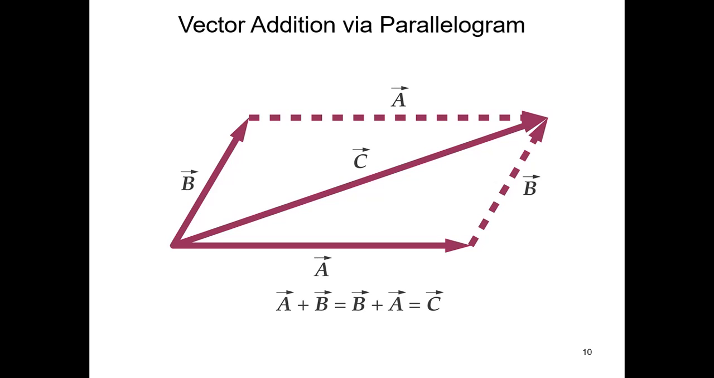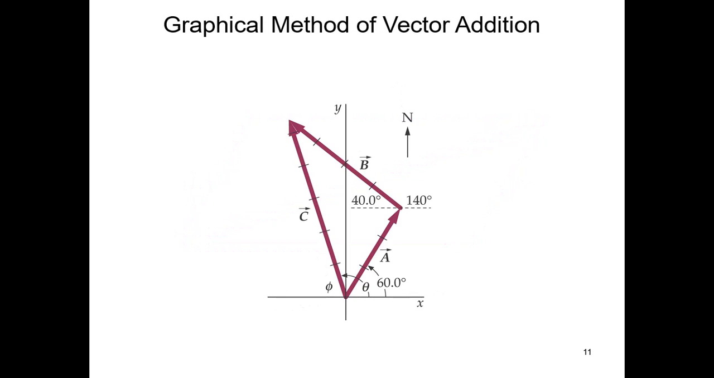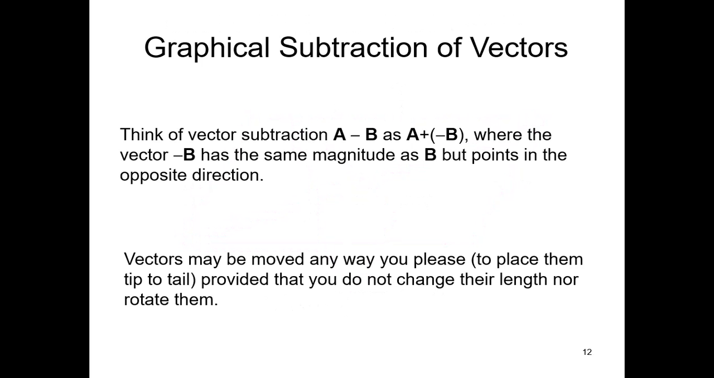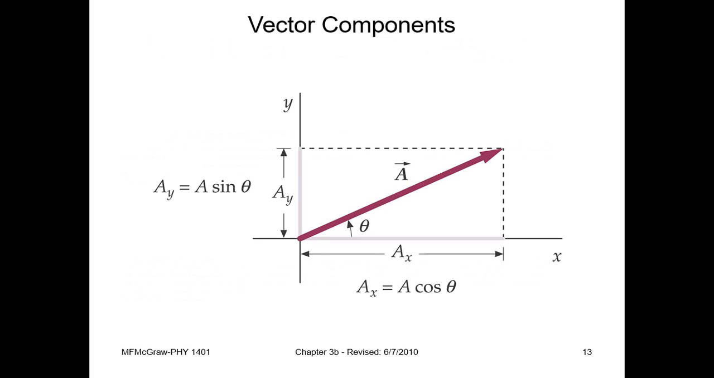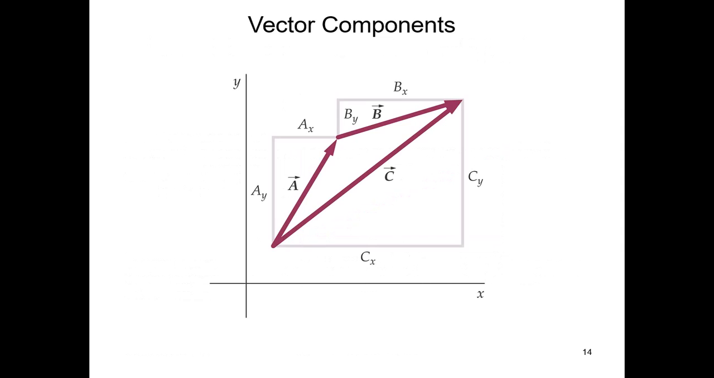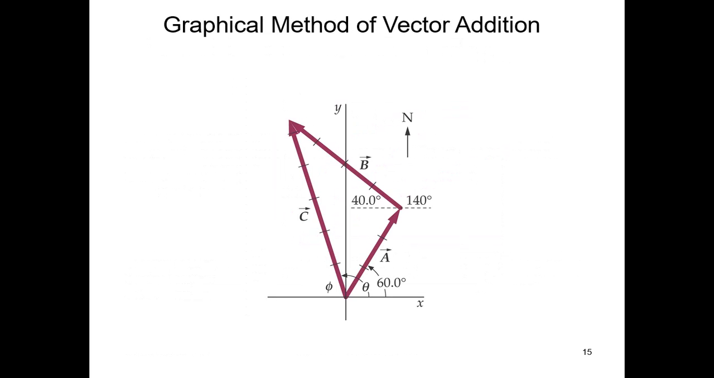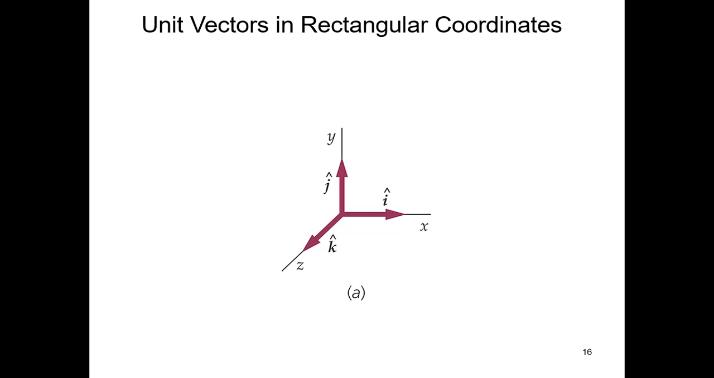One of our important topics was vector addition via the parallelogram. We have also discussed in the previous lectures the graphical method of vector addition, graphical subtraction of vectors, and also vector components and how they come. After that, we will discuss the unit vector in a rectangular coordinate system. See here, there are three dimensions.